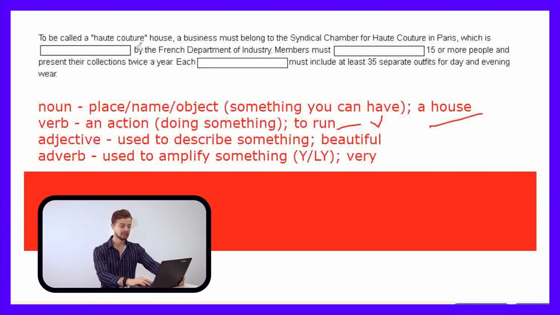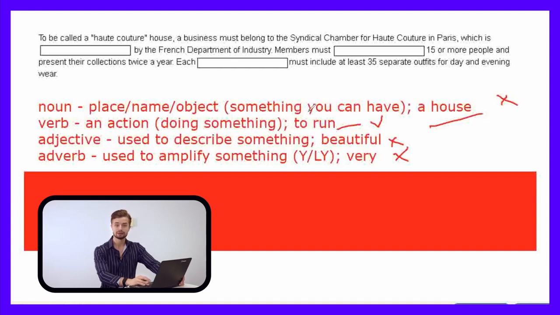So here's the difficulty. If you stopped here at the blank, "which is beautiful" makes sense. But can I say "which is beautiful by the French department?" Doesn't really seem to work. Can I say "which is very by the French department?" Doesn't seem to make a lot of sense either. So these last two options don't work. And of course, our first one, which is a noun, doesn't work.